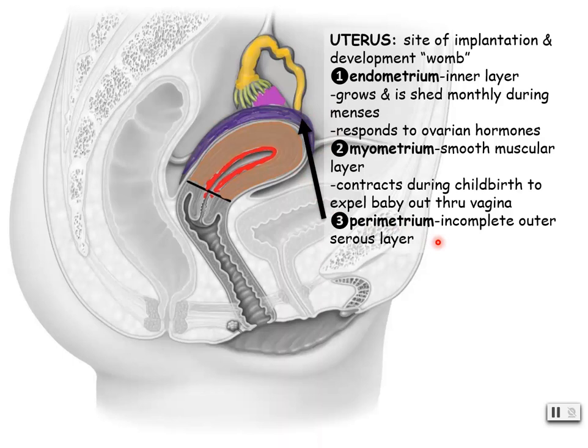And so the big function of the uterus is that it's the site of implantation. That's when a woman is officially pregnant. When there's implantation, she has an embryo, and then it's just for development. So the uterus is the womb.